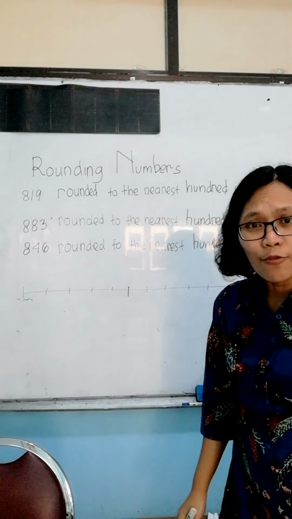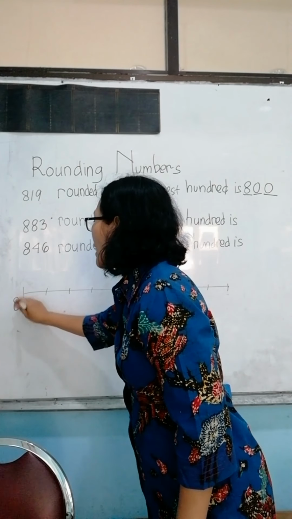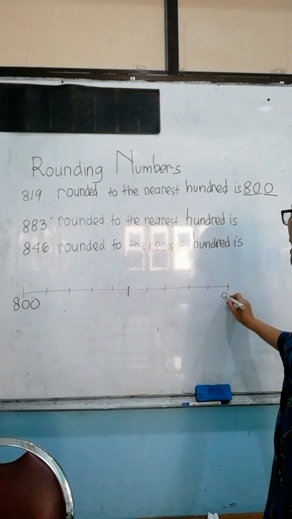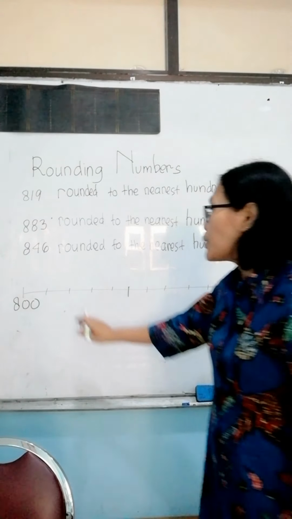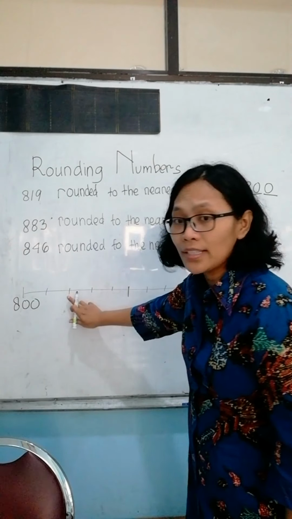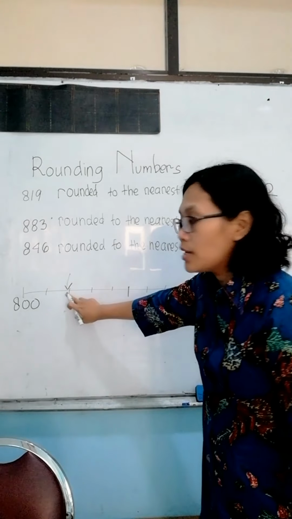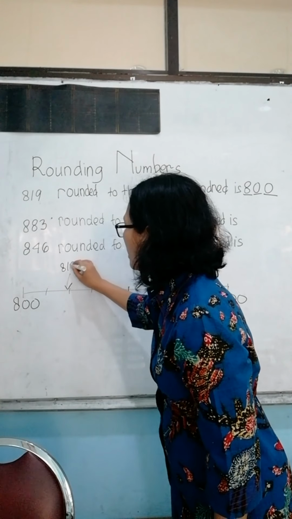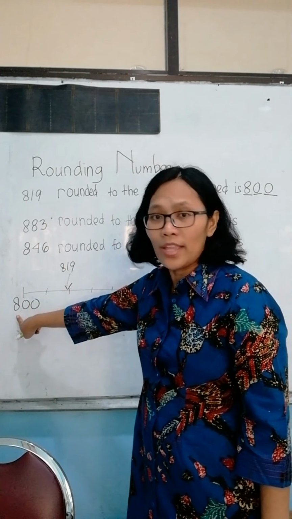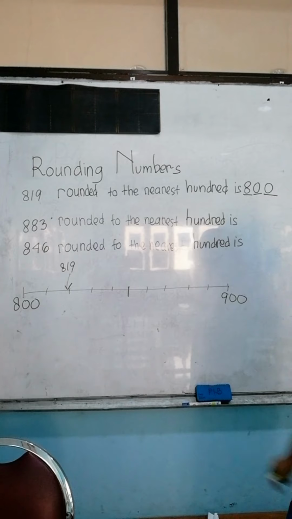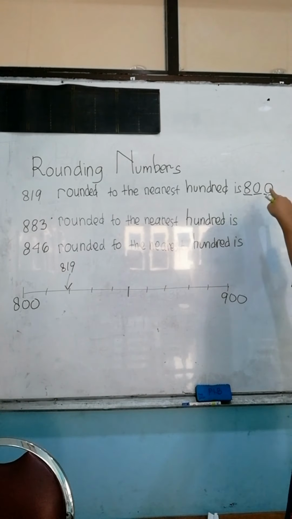Can we use the number line for rounding to the nearest 100? Yes, of course. Here I will write down 800 and here will be 900. Where is 819? It's between 810 and 820, but a little bit closer to 820, right? So I will just write it here. Can you see 819 is way closer to 800 than to 900? That is why I choose 800, right? So our answer is correct.